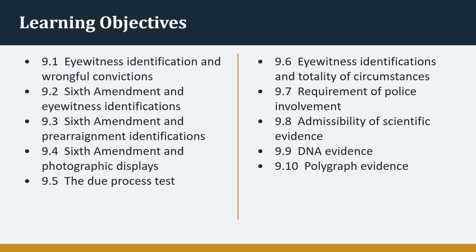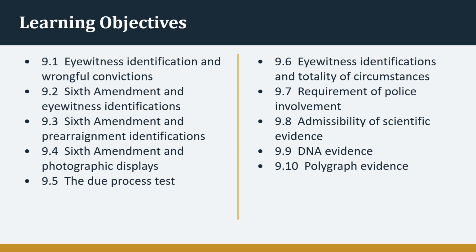Objectives 9.5 and 9.6 move us to the due process framework. Even when there is no right to a lawyer, the Fifth and 14th Amendments still protect suspects against identification procedures that are so unfair they create a real risk that an innocent person will be misidentified. We will look at how courts apply a totality of the circumstances test to make that determination. Objective 9.7 addresses an important limitation. The due process protections only apply when police are responsible for creating the suggestive circumstances. We will look at the most recent Supreme Court case in this area from 2012, which drew that line clearly.